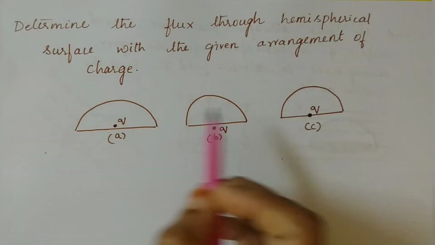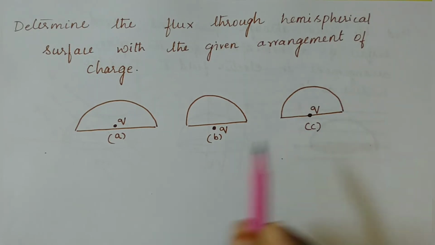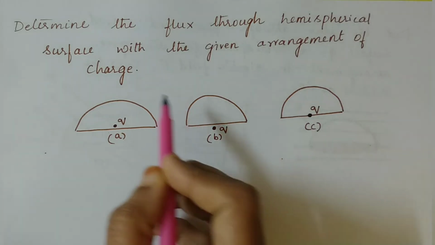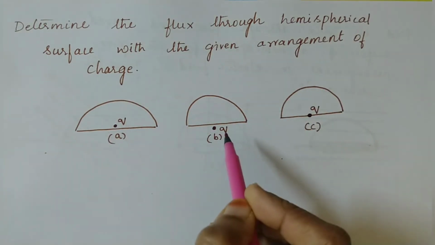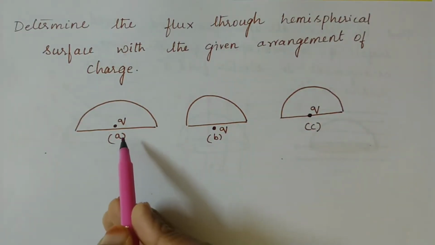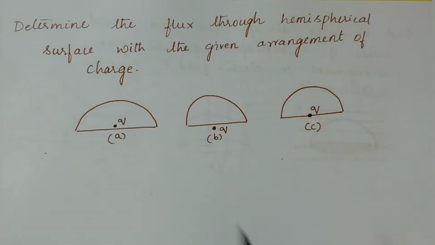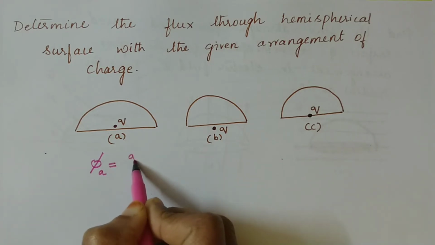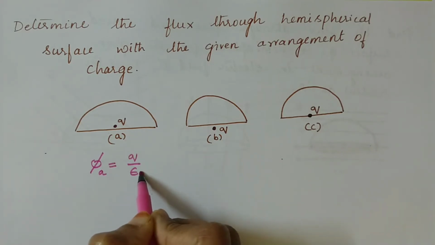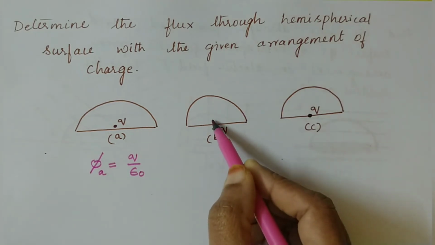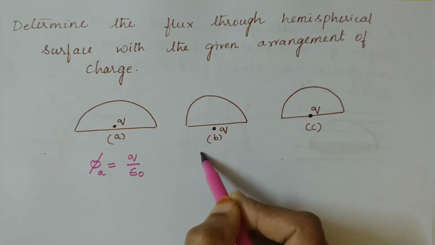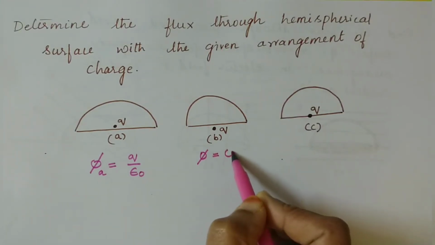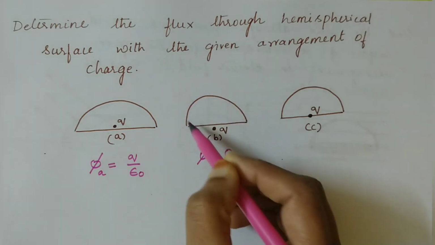So look at this question. There are 3 hemispherical surfaces and you have a charge Q placed at different locations, and we need to find the flux through all these surfaces. For the first diagram, observe the charge. The charge is inside this sphere, so the flux through the first surface would be Q by epsilon naught. Now in the second case, the charge is outside the surface, so the flux through the hemispherical surface would become 0, because no charge is enclosed by this hemisphere.